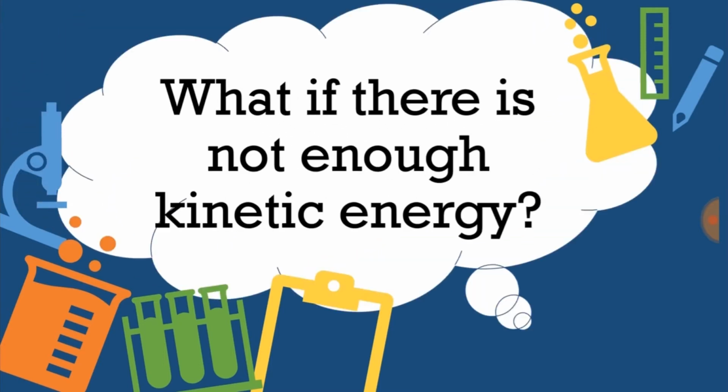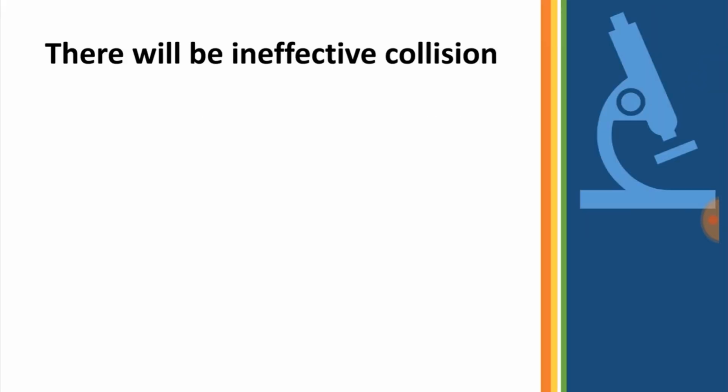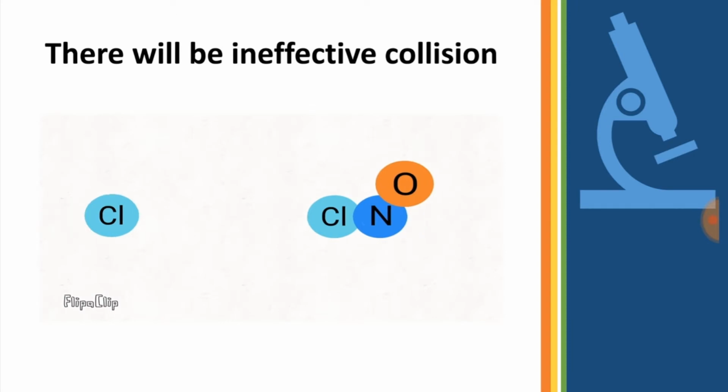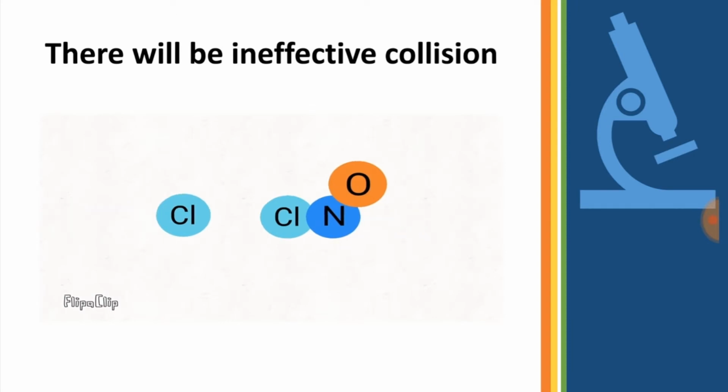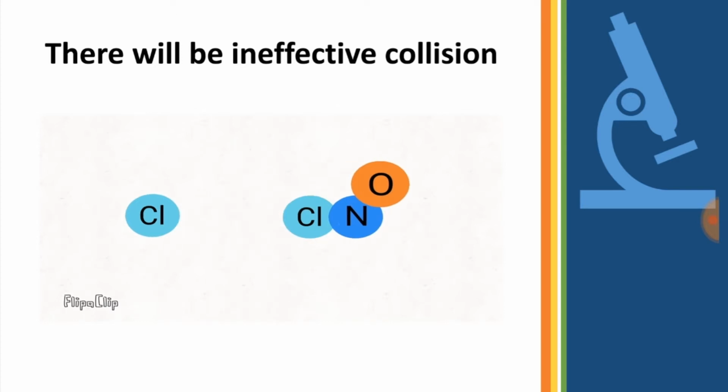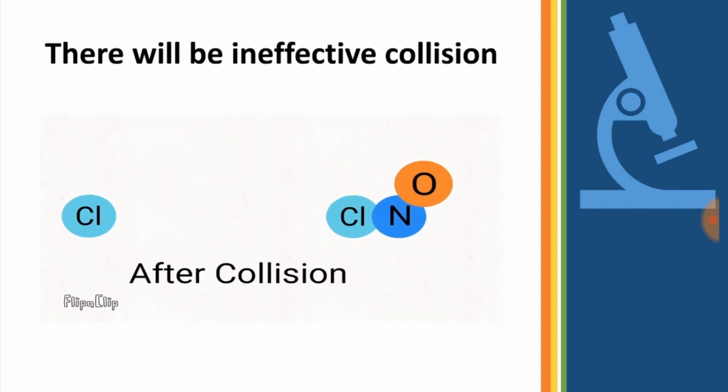But what if there is not enough kinetic energy? There will be ineffective collision. Observe the 2 particles below. Is there a change of particles before and after collision? No. That is why kinetic energy is needed for an effective collision that will lead to a chemical reaction.